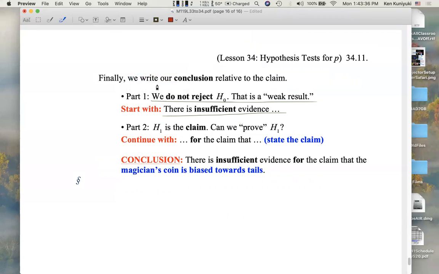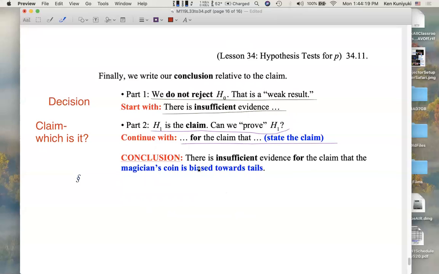We have to ask now, what's the claim? Remember, the beginning of your sentence starts with the decision. Do you reject the null or not? The end of your sentence deals with which is the claim. It depended on the wording of the problem. Here, the alternative was the claim, and we're wondering, can we prove the alternative? If the claim is the alternative hypothesis, then it's the research hypothesis. Can we prove it? We're weighing evidence for the claim.